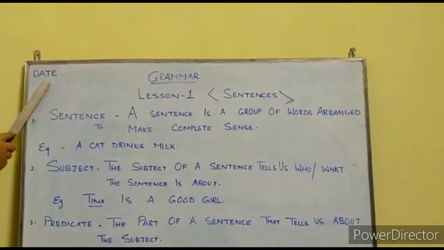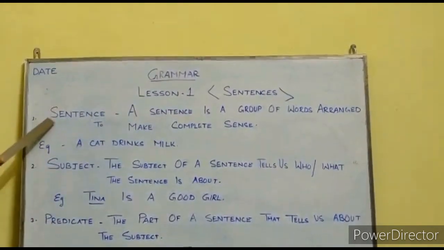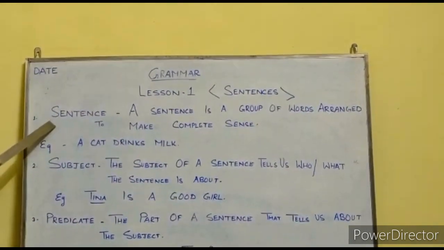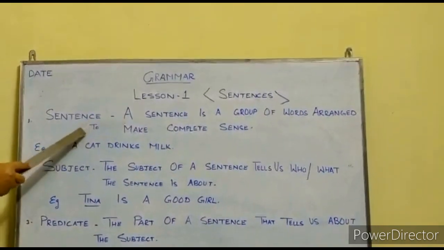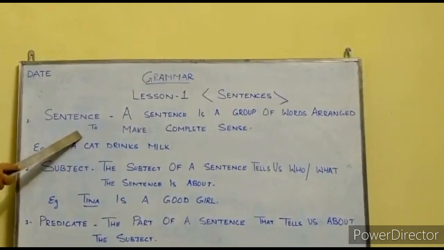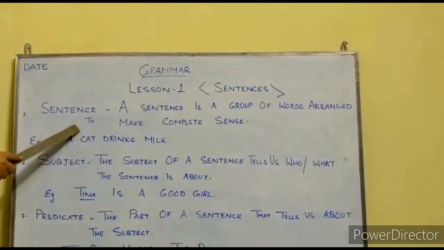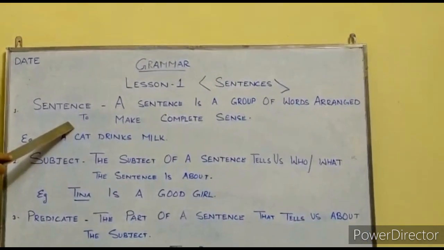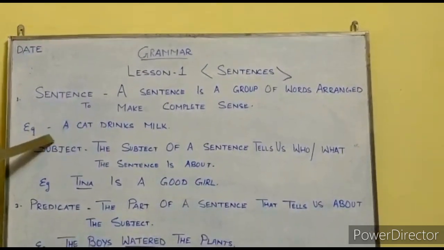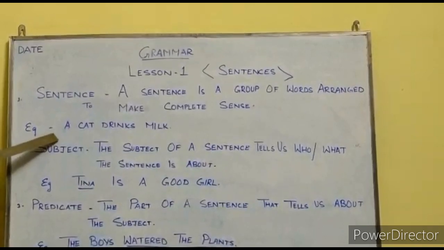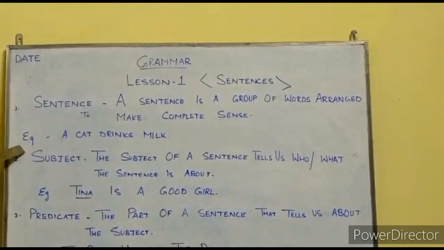You will write the date, lesson 1, sentences. We will begin with the definition of sentence. A sentence is a group of words arranged to make complete sense. I am repeating, a sentence is a group of words arranged to make complete sense. Then, first example: a cat drinks milk. It is a sentence because it gives us a complete sense. So note down this.